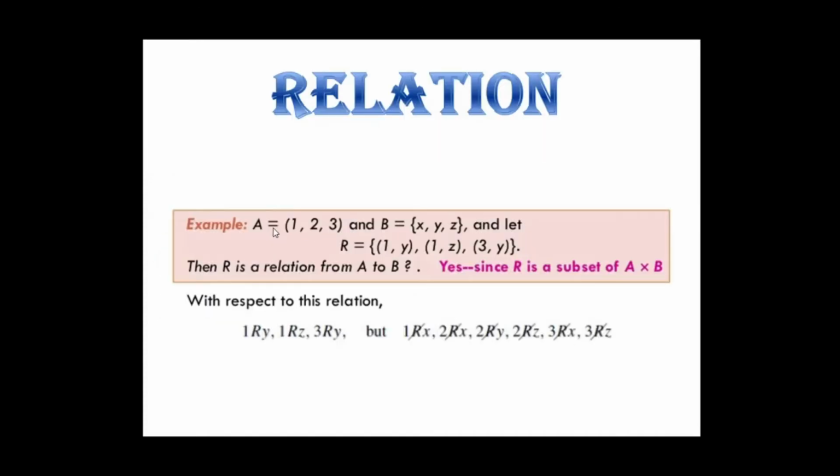Now let's see an example. Suppose you have a set A with elements 1, 2, 3, and another set B with elements X, Y, Z. If you take (1, Y), (1, Z), (3, Y) in the relation, we have not taken all the products of A cross B, only a few in this relation. Then you can say that 1 is related with Y, 1 is related with Z, and 3 is related with Y. But in this relation 1 is not related with X, and so on. I hope this is clear to you.